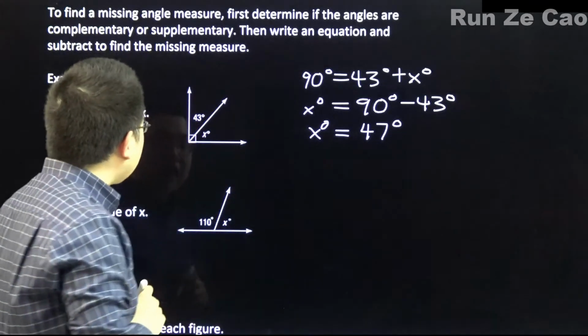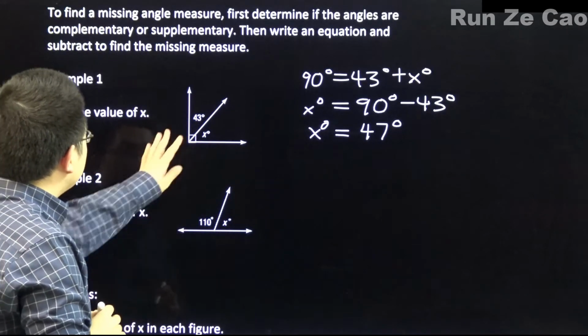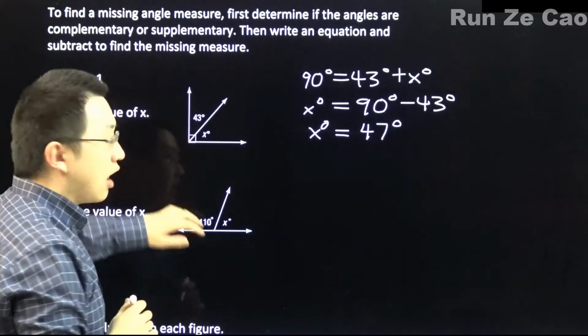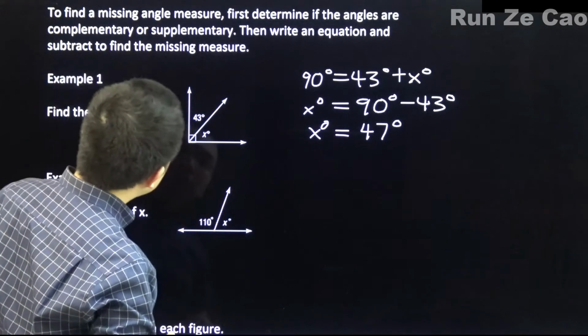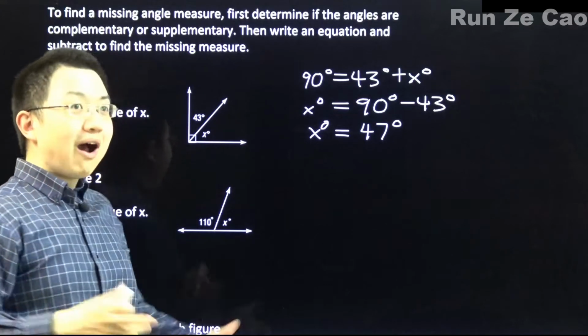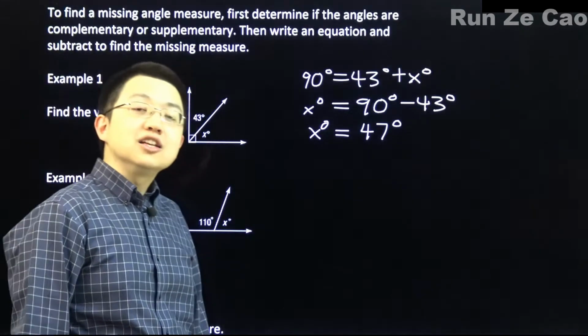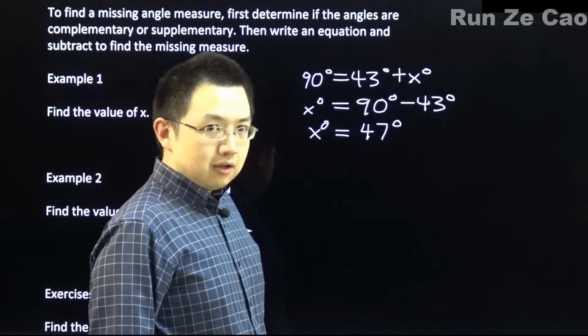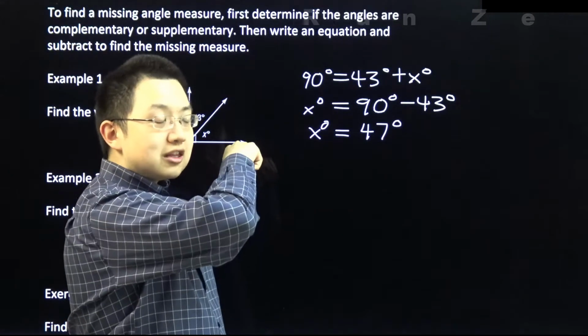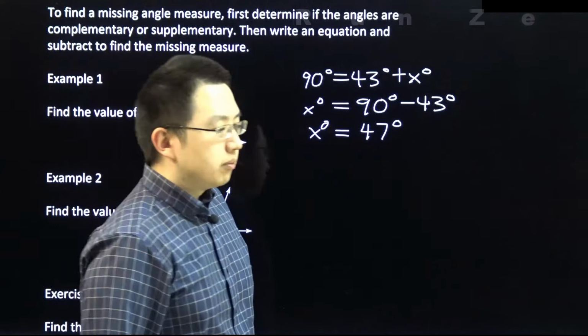Whoa! This diagram, 43 to 47 is not a huge difference, but it looks so skewed. Why? Well, it's because in geometry class, it's the numbers you're told that matter. Diagrams need not be to scale.